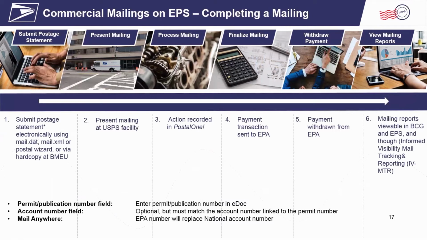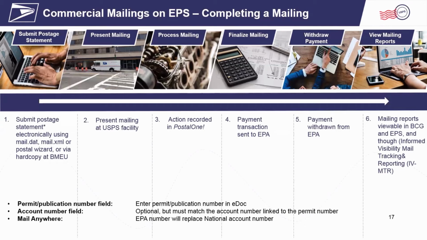So let's talk about commercial mailings on EPS. Pretty simple process. It's the same process you performed before, but just more streamlined. So you submit your postage statement, mail.dat, mail.xml, or Postal Wizard, same BMEU, and then you present your mailing, actions recorded at PostalOne, payment transactions processed to EPS, and then the payment's withdrawn. Mailing reports are viewable in BCG and EPS and through Informed Visibility, IV-MTR.